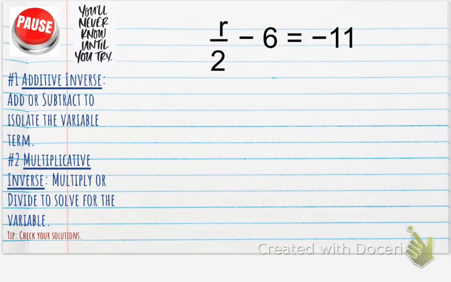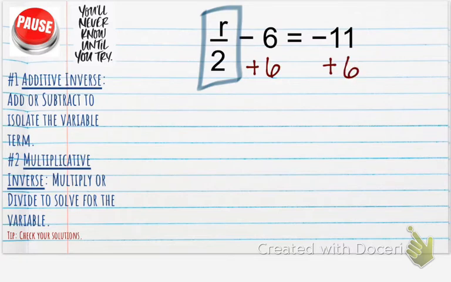Okay. What is the variable term? R divided by 2. That is correct. And what is happening to it? It's being subtracted by a 6. So what would thing 1 and thing 2 do? They would do the opposite of subtracting a 6, which is add a 6 to both sides. Now remember, opposites are always equal to 0. And therefore we get negative 11 plus 6 equals negative 5.